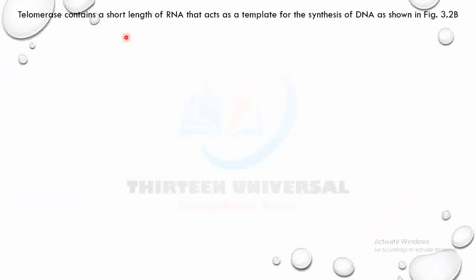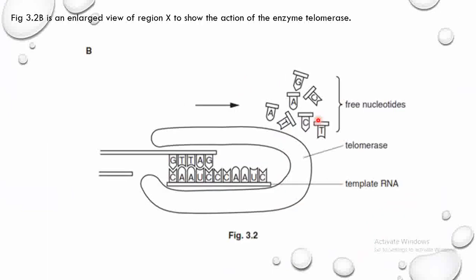Okay, let's see what they say. Telomerase contains a short length of RNA that acts as a template for the synthesis of DNA, as shown in Fig 3.2b. Explain how a molecule of telomerase synthesizes additional length of DNA. So how does it do this? Pause the video and try to explain this.